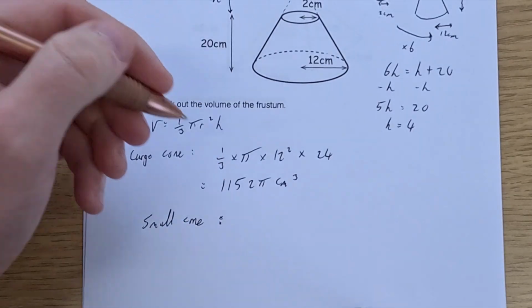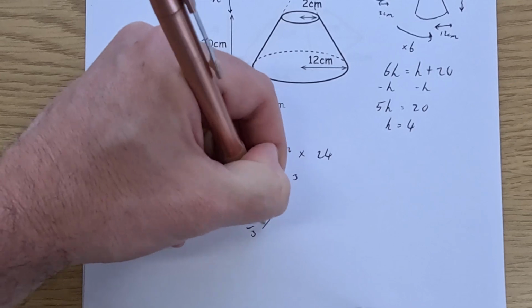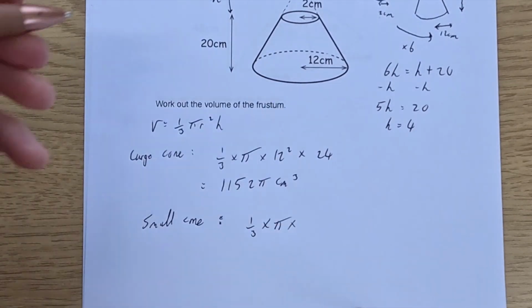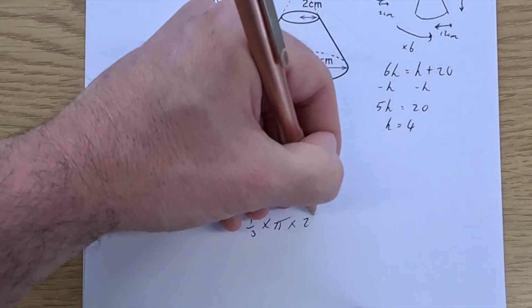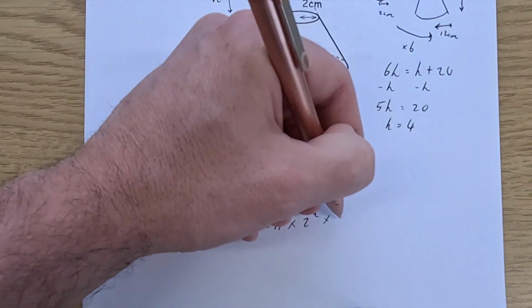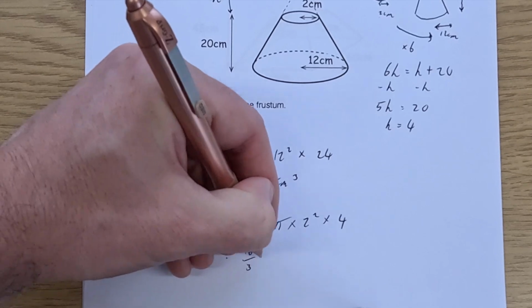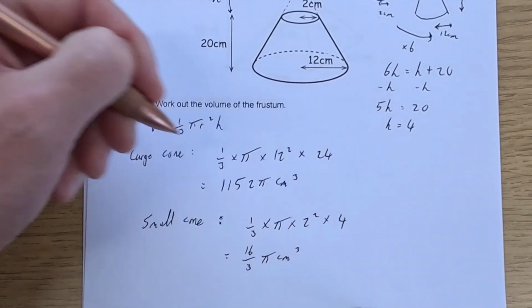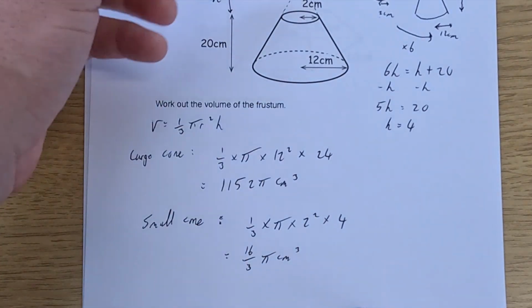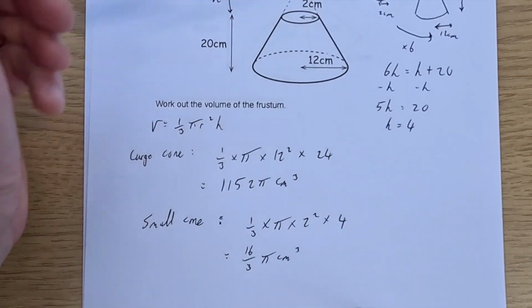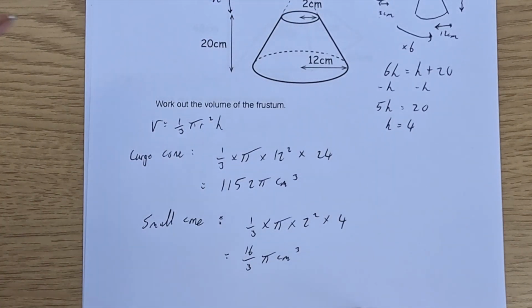Okay, so for the smaller cone, the volume is going to be 1/3 multiplied by pi, multiplied by the radius of the base, which is 2, and then squared, multiplied by its perpendicular height, which was 4. And when we work that out, we get an answer of 16/3 pi centimeters cubed. So that's fantastic. We now know the volume of the larger cone. We know the volume of the smaller cone. And we can now subtract them to find the volume of the frustum.